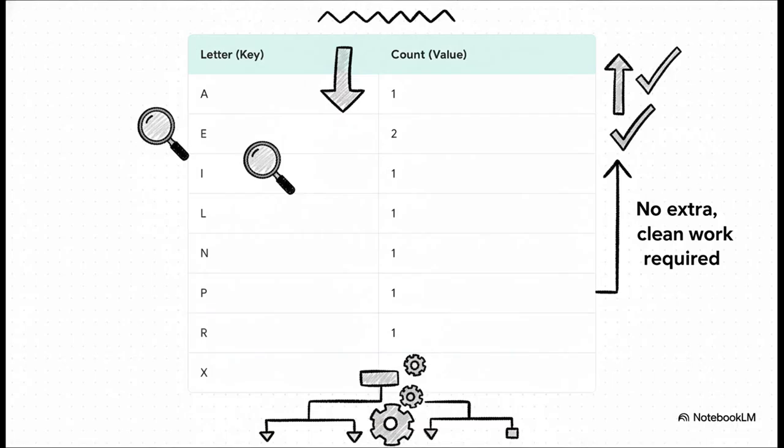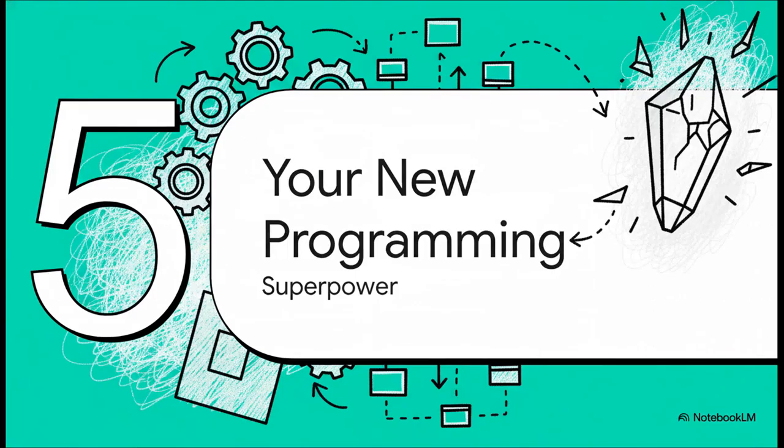And after we go through the entire word, this is what we get. A perfect, clean breakdown of every unique character and its final count. And would you look at those keys? A, E, I, all perfectly sorted for us automatically. That's just fantastic.